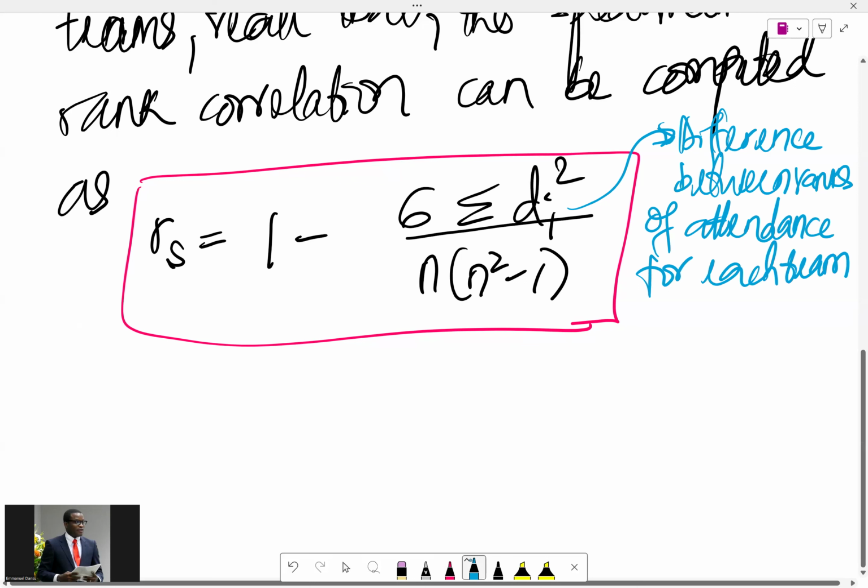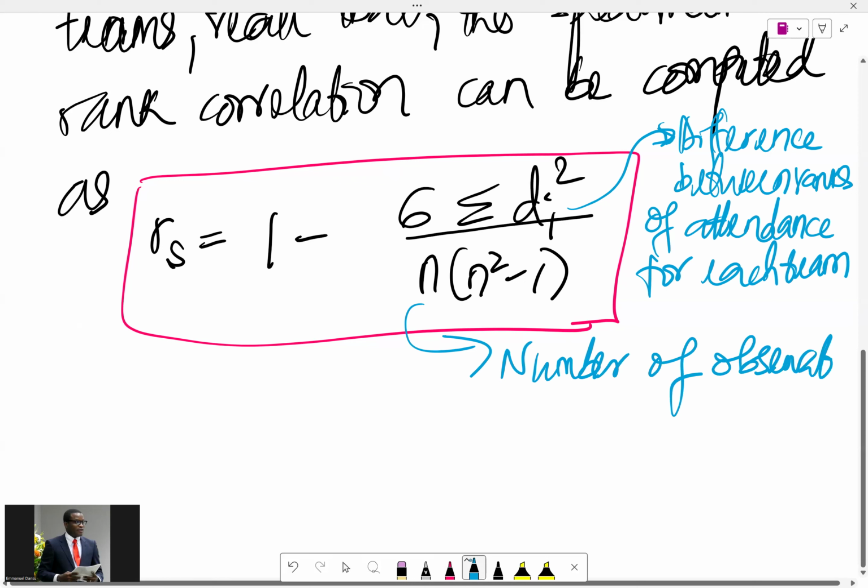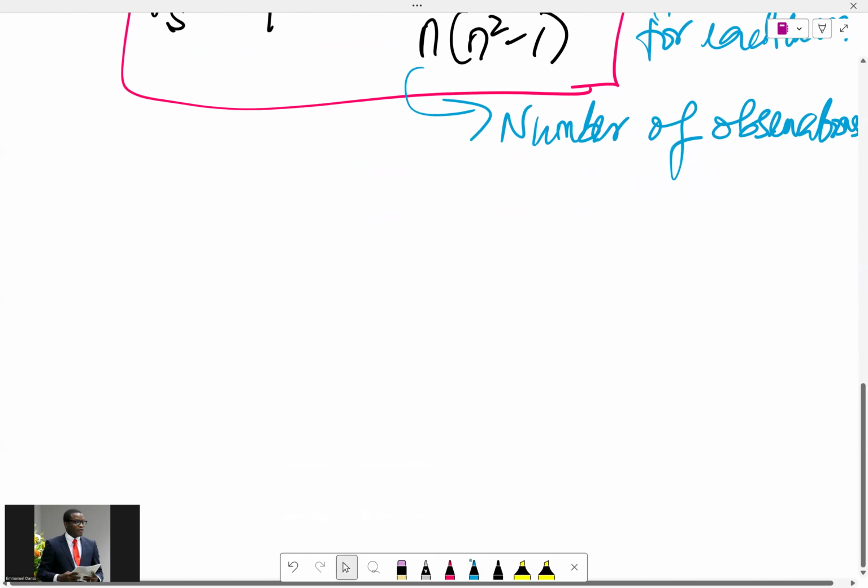And then n is the number of observations. That's simply 12, since there are 12 teams. So the next thing we have to do is write down the figures and try to do the ranking. Let's see how this goes.